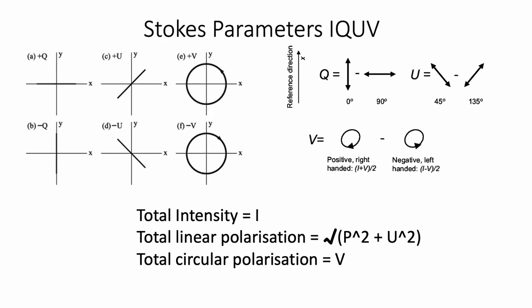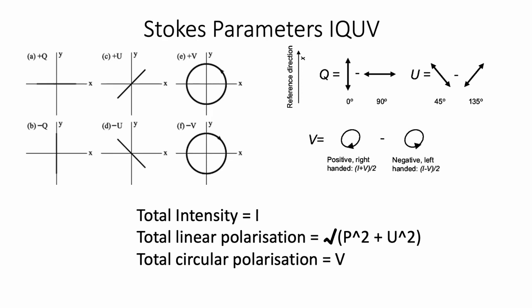So if it's in the x-axis, the plane of polarization, we say that's a Q signal. If it's in the y, we say it's a minus Q signal. If it's at 45 degrees, we say it's U, and it's plus or minus U, depending on the angle. And then V is circular, for circularly polarized. And so you can invert that.